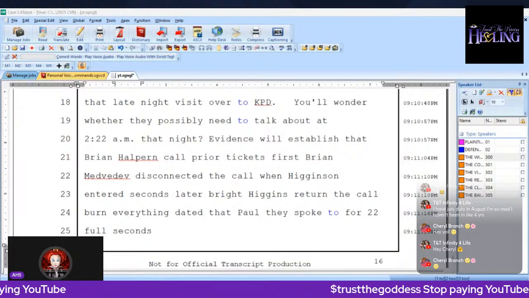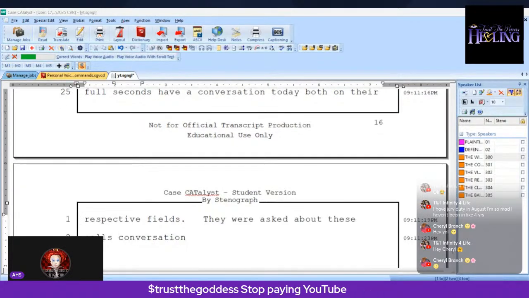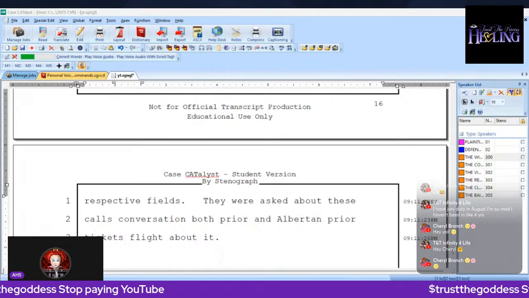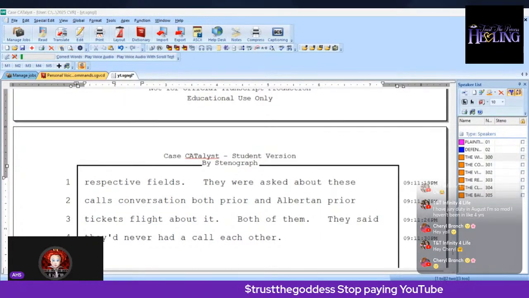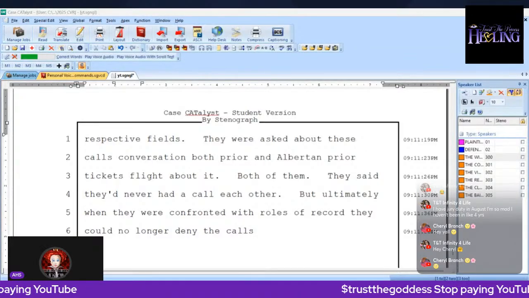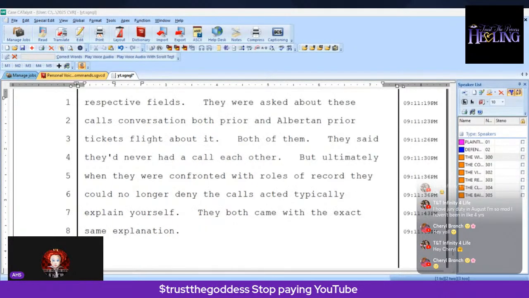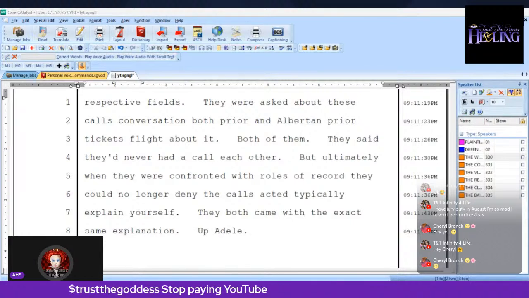You'll learn that when they were asked about these calls and conversations, both Brian Albert and Brian Higgins lied about it. Both of them. They said they never had a call with each other. But then ultimately, when they were confronted with their own cell phone records and they could no longer deny the calls, they were asked independently, explain yourself. And they both came up with the exact same explanation. A butt dial. The evidence will make you question, why did Albert and Higgins speak?